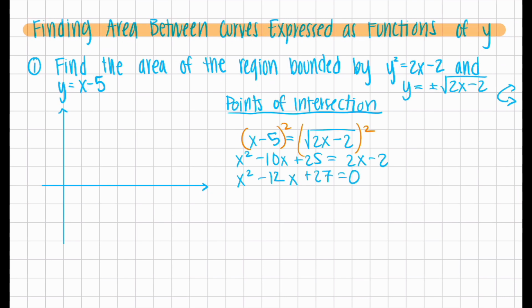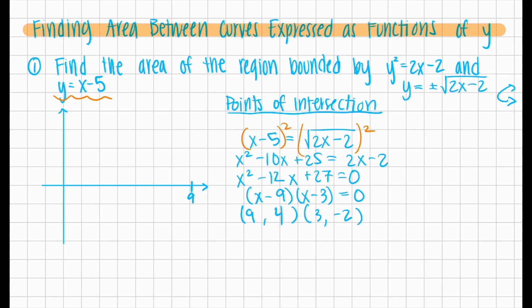And factor. When I factor this, I get x minus 9 and x minus 3. So that means for my points of intersection, I have an x value of 9 and I have an x value of 3. To get the y values, I can plug the 9 and the 3 into either of my two equations. I would say that x minus 5 is probably easier. So plug in for x, 9 minus 5 is 4. 3 minus 5 is negative 2. So these are my 2 points of intersection.